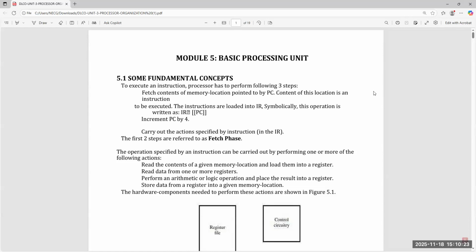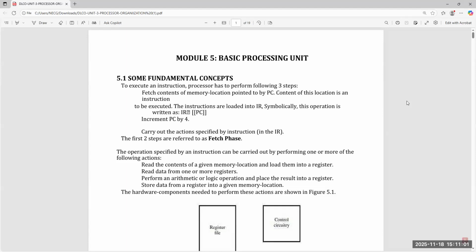Read means the data is available in the computer memory locations. From these, you get the data first. Once you get the data from the given memory locations, then you perform operations. Here, the operation is either an arithmetic operation or a logical operation.